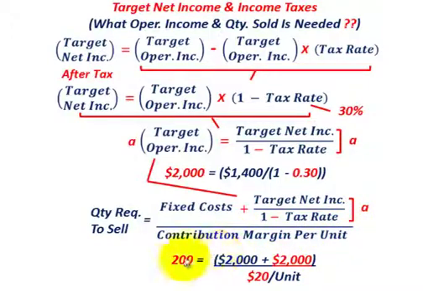So again, what do we have here? The quantity of 200 equals the $2,000 in fixed cost plus that targeted operating income. I didn't want to confuse it here.